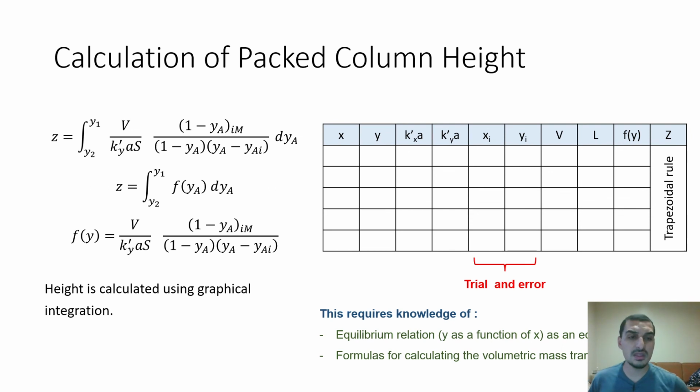So as you see here, the approach of solving the packed column is totally different from the approach of solving the tray column. And I hope it's clear why we had to go through this. The nature of this system is different from the nature of the other, and that's why we had to go through a different route so that we can put an equation that describes the system in a proper way.